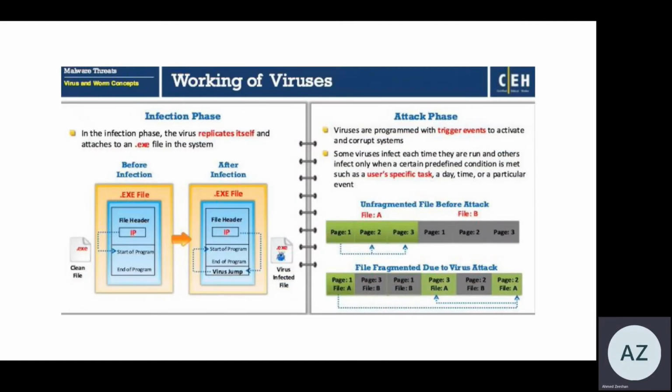Viruses are programmed with trigger events to activate and corrupt systems. Some viruses infect each time they are run, and others infect only when a certain predefined condition is met, such as a user-specific task, a date, time, or a particular event. So first, infection phase, it attaches to a .exe file, and then it triggers, okay, and it infects and corrupts the systems.